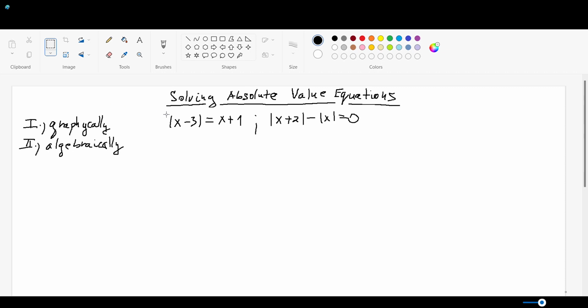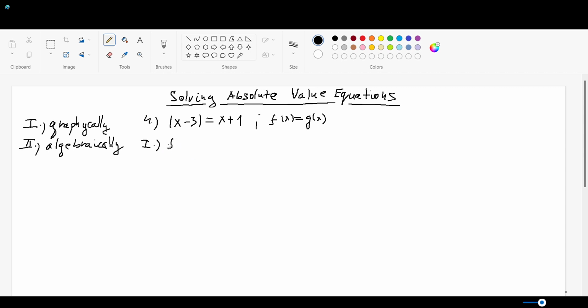So let's start with the first equation, and this is it. This is, let's say, our fourth equation we are solving in this topic. As we said during our first video, we can understand this equation as f of x is equal to g of x. We are looking for the x's when these two functions are equal. So let's solve it graphically first.